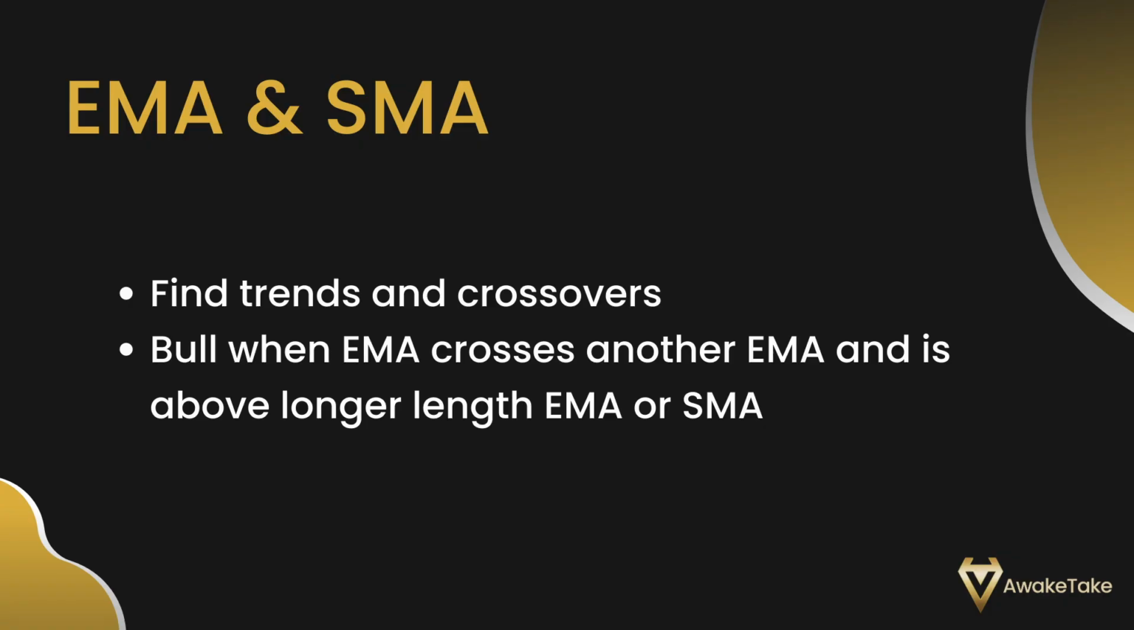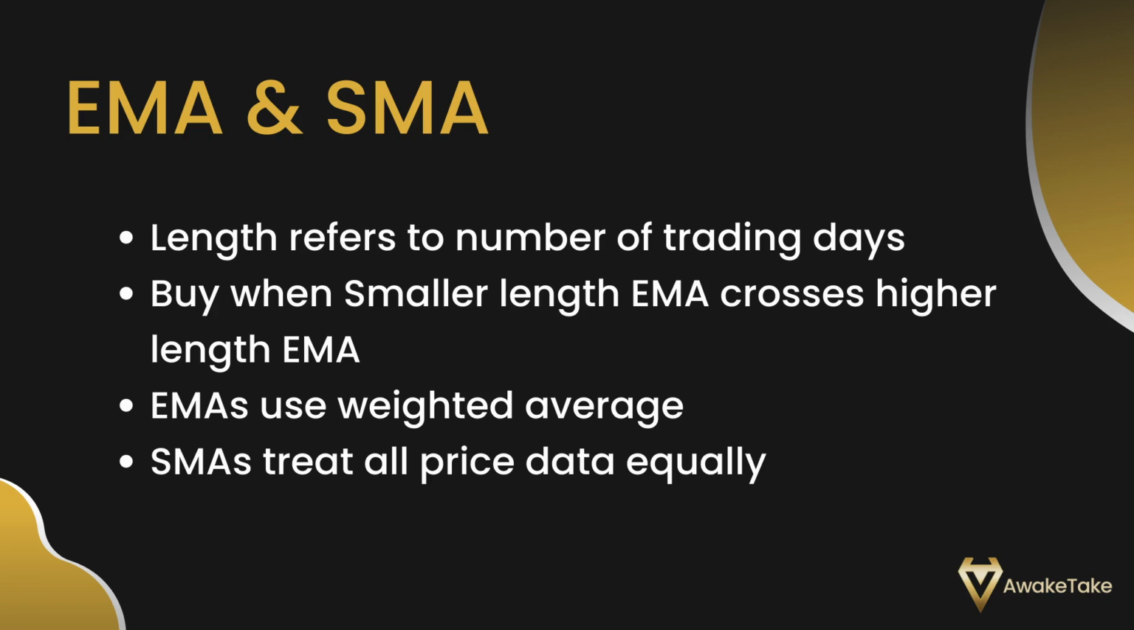EMAs and SMAs can be helpful to detect overall trends, and you can also use crossover points as reference levels for your range or for entry when they produce a buy signal, when a certain EMA crosses another EMA and is above a longer length EMA, MA, or even SMA. The length refers to the number of trading days, and you can change those numbers to suit your needs. A smaller length EMA will give more weight to recent prices, and therefore it will produce a buy signal when crossing a higher length EMA.